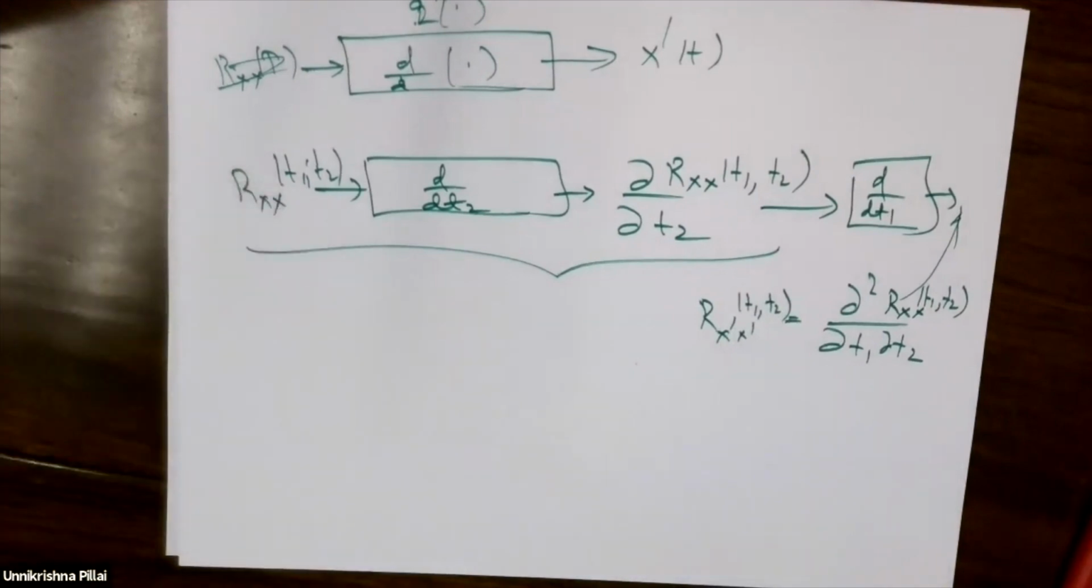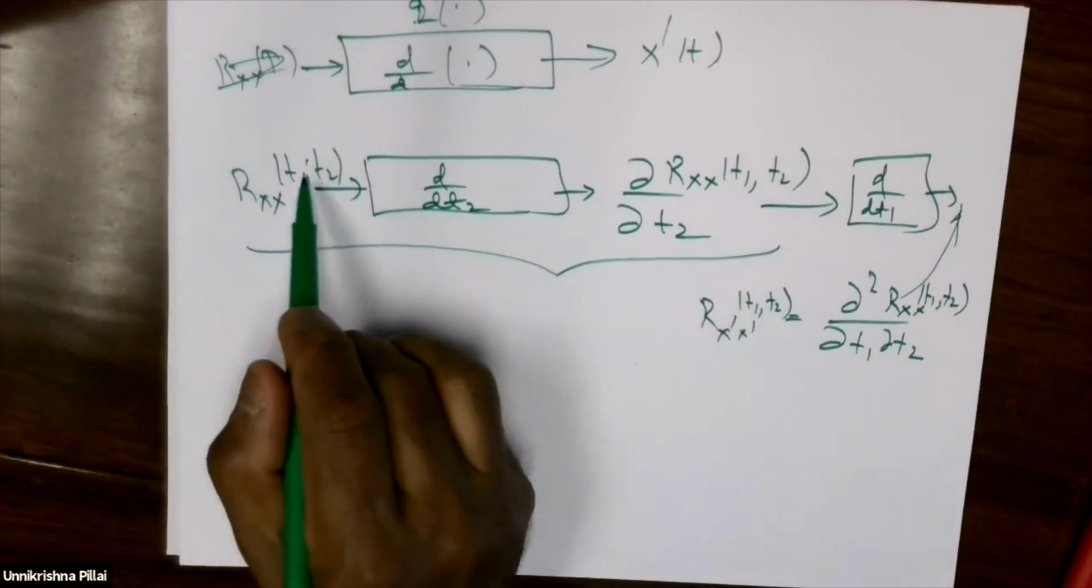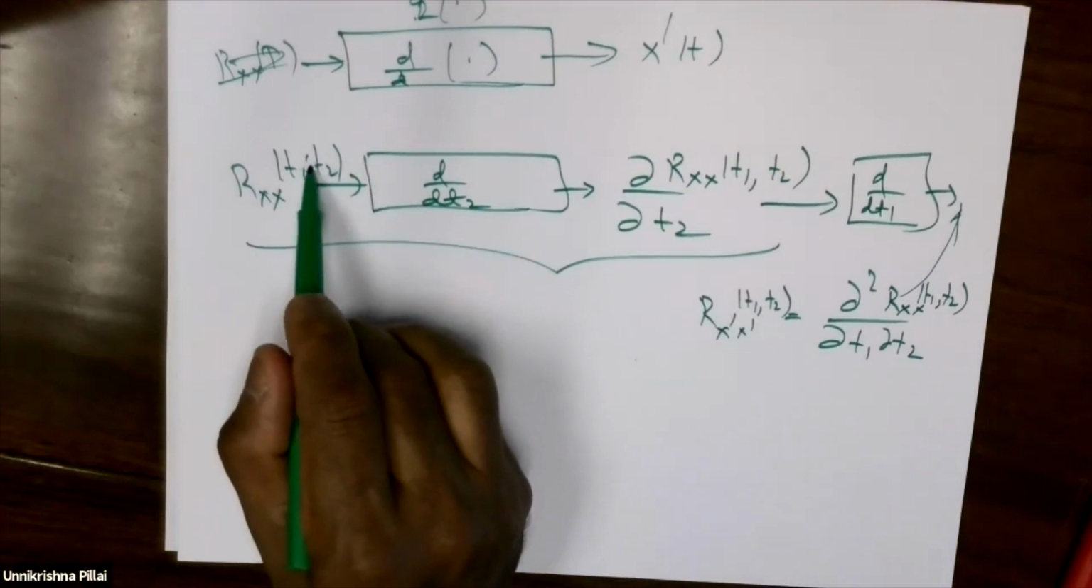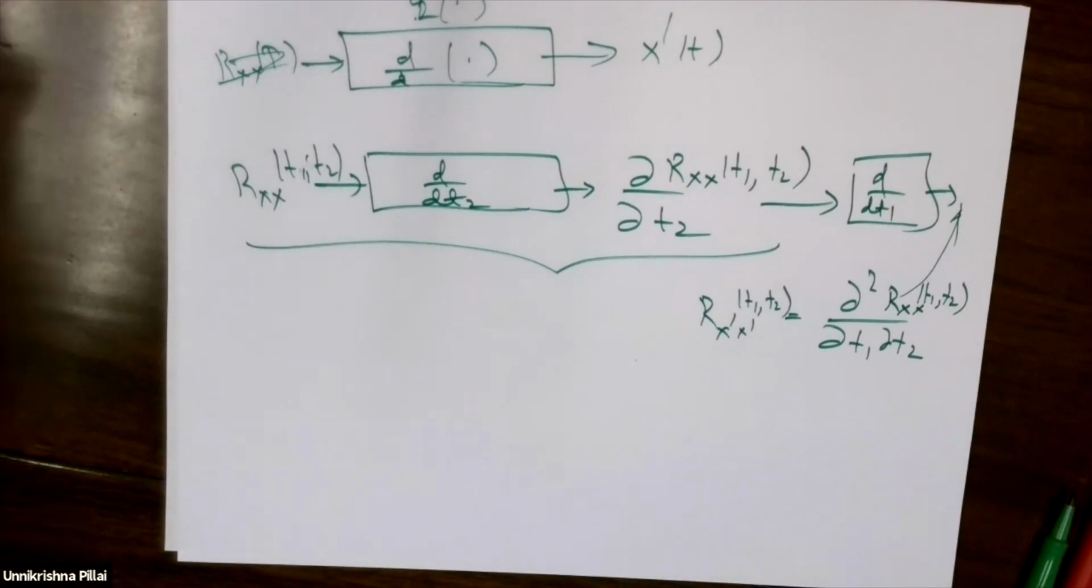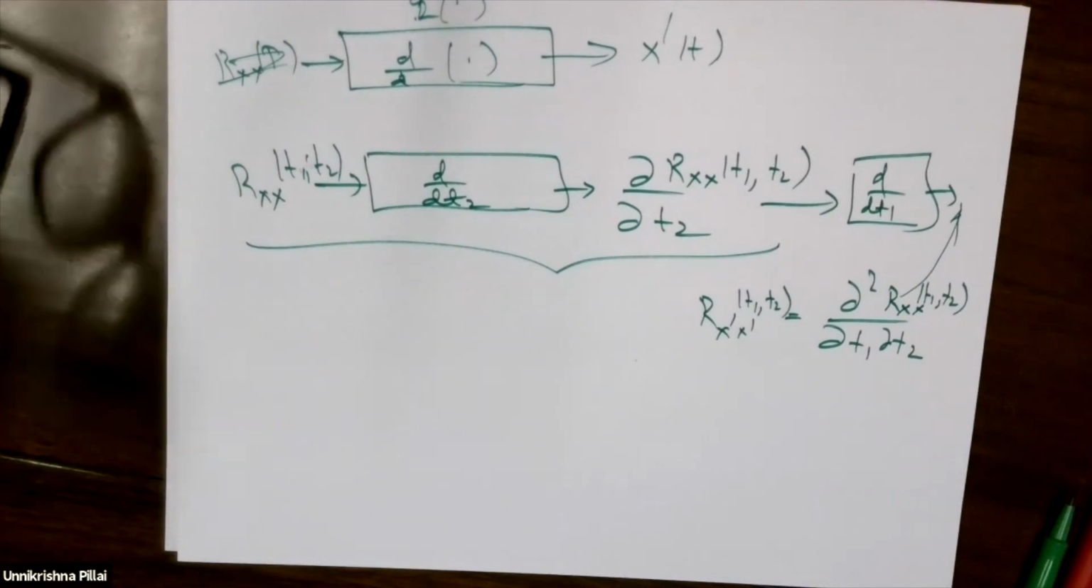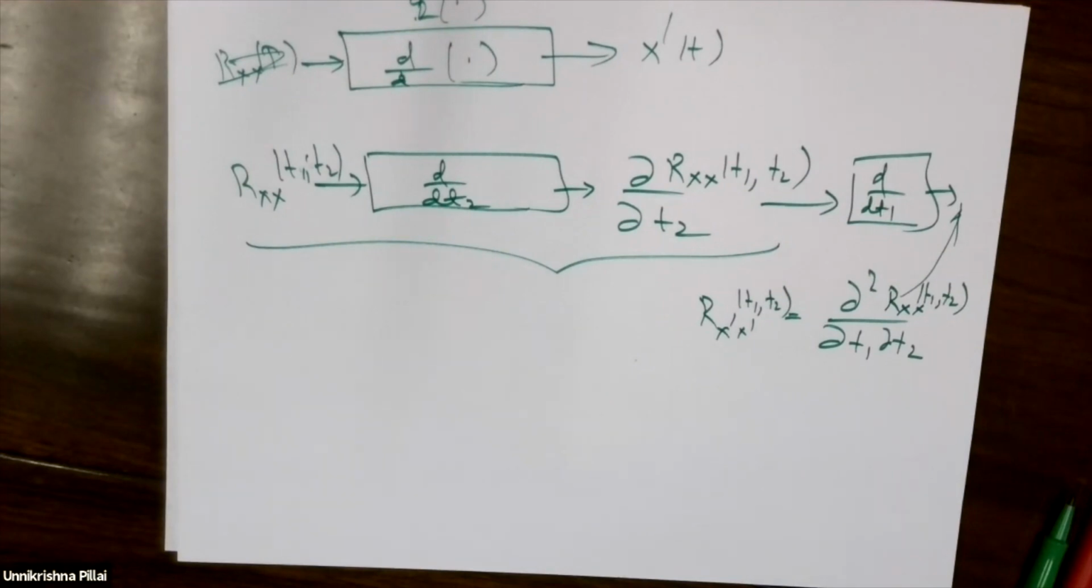If x of t is not wide-sense stationary, then this is true. If it is wide-sense stationary, I want you to go home and start putting this as t1 minus t2, simplify and see. Then you will be able to prove that the correlation is zero, and hence they are independent. I can do it now, but if I do, then you don't get any value. So let me leave it here for you to think about a little bit.